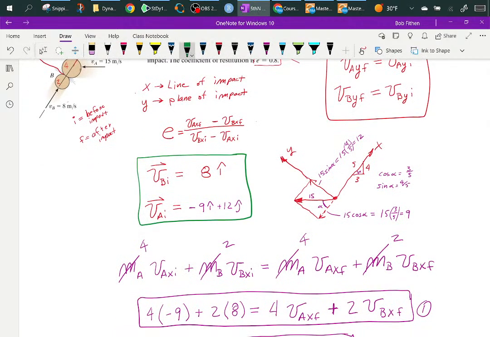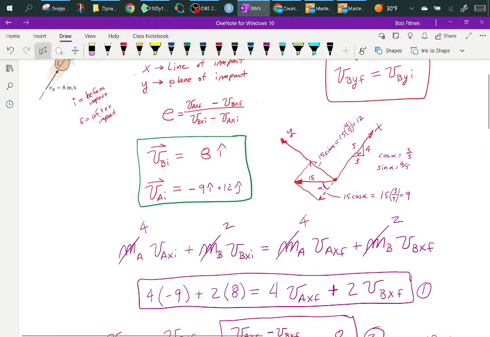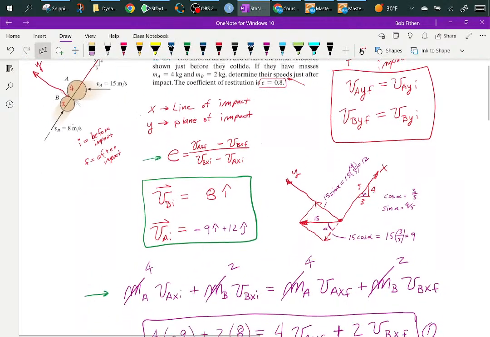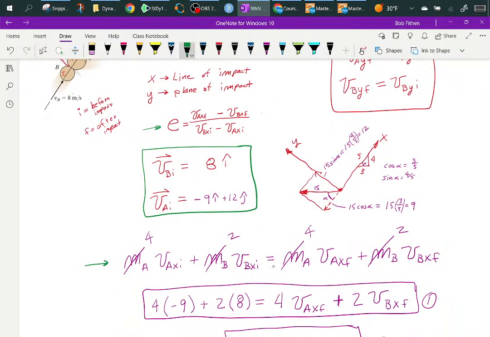Now, we only work this equation and that equation along the line of impact. Make sure I have my masses correct: 4 and 2. So we get a 4. And I'm only interested in these components going in here because this is along the line of impact. VAX minus 9, 2 times VBX, which is 8, 4 times VA, and 2.